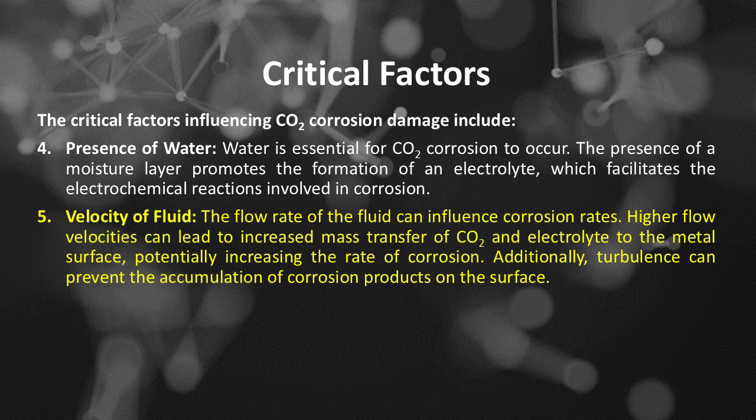Number 5 is velocity of fluid. The flow rate of the fluid can influence corrosion rates. Higher flow velocities can lead to increased mass transfer of CO2 and electrolyte to the metal surface, potentially increasing the rate of corrosion. Additionally, turbulence can prevent the accumulation of corrosion products on the surface.